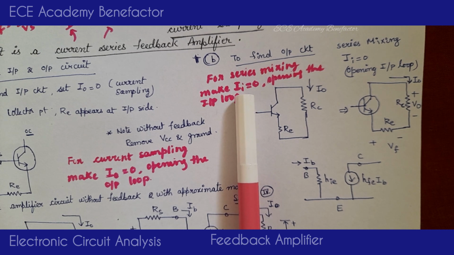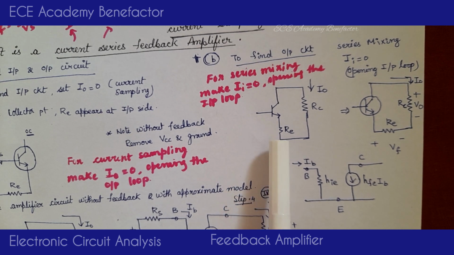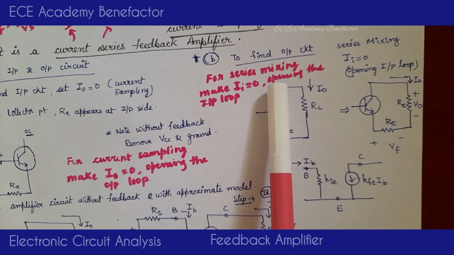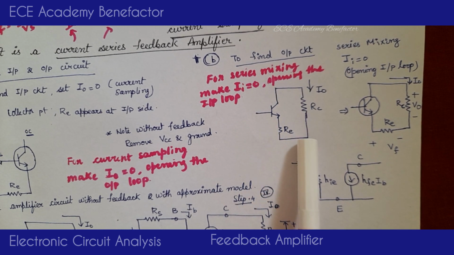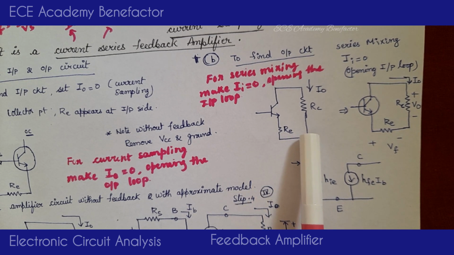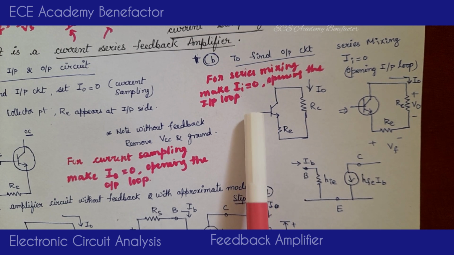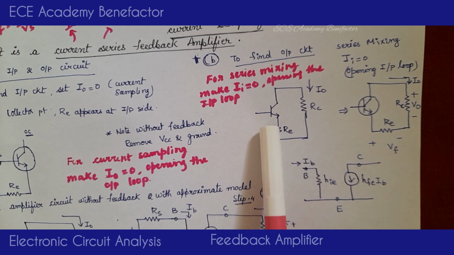How can we make the input current 0? We have to open this base point and remove the ground point and VCC also. There is a collector resistor Rc which is now connected to this common point. So we have to remove this VCC and ground. We open circuit the base point. So this is the output circuit we got.